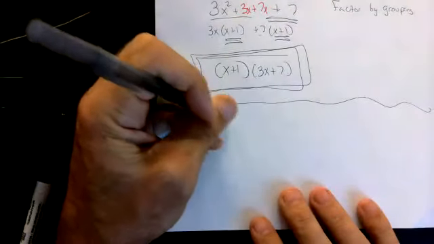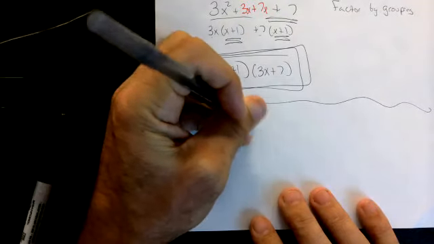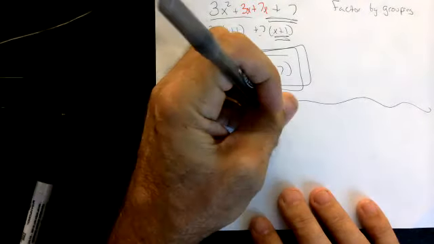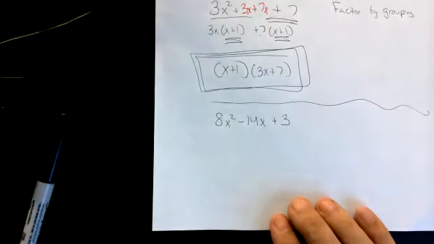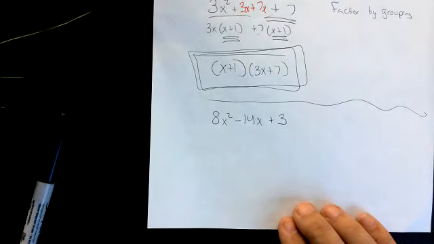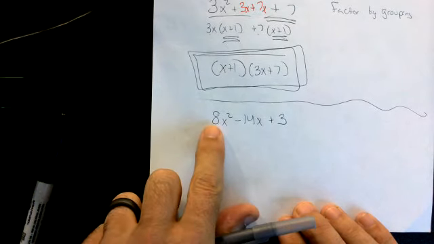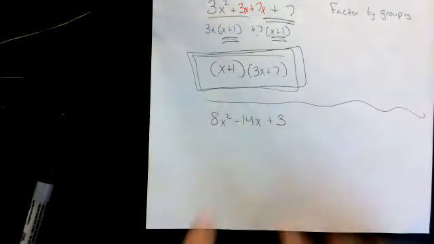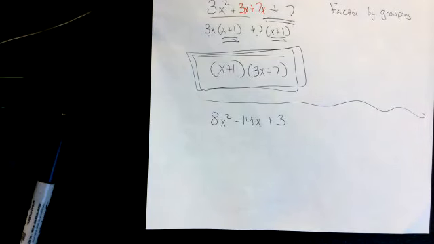Okay, so if we want to factor 8x squared minus 14x plus 3. Again, guess and check. 8, you can multiply 1 and 8 or 2 and 4. So that just gives you more possibilities to have to guess and check, which isn't very fun. I like having a more direct way to do this. So again, I'm going to factor using the AC method.